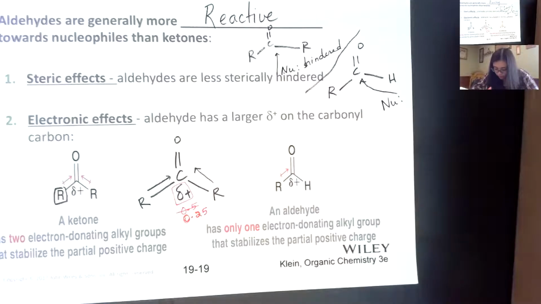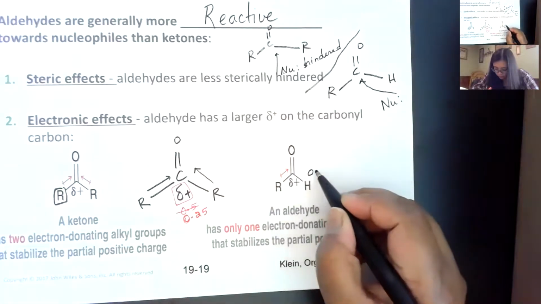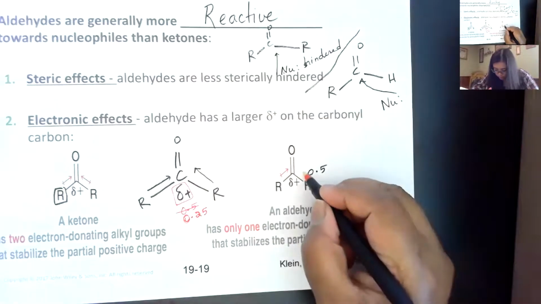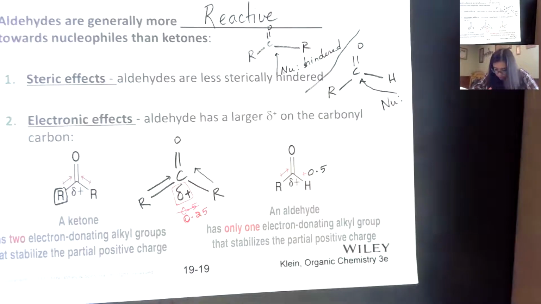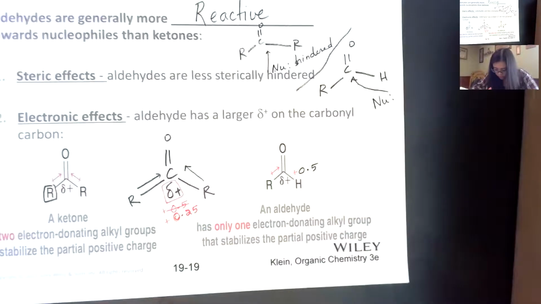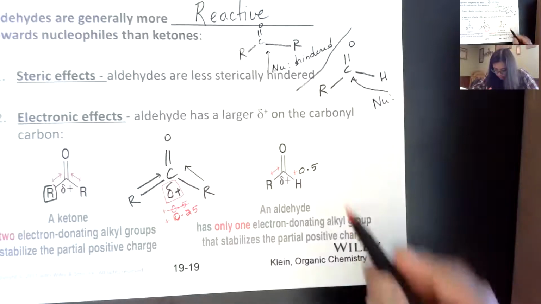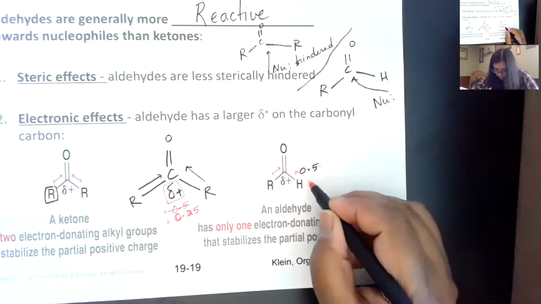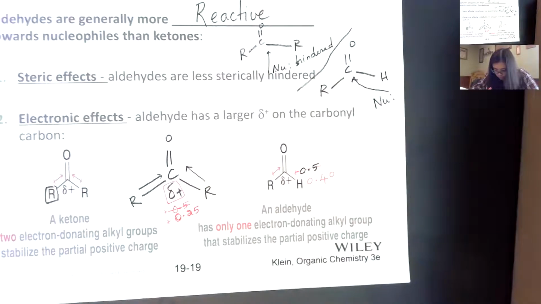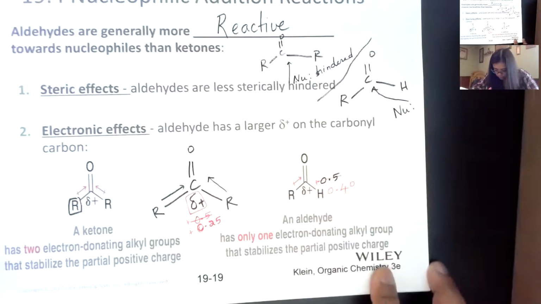Now let's look at the aldehyde. This guy also, let's say, has plus 0.5 charge. That's what the delta means. It's a fraction. It's not a whole number. Now it has only one R group, so food from only one group of people. So this reduces to, say, 0.40. Donation from one end only. So it reduces to only 0.40.